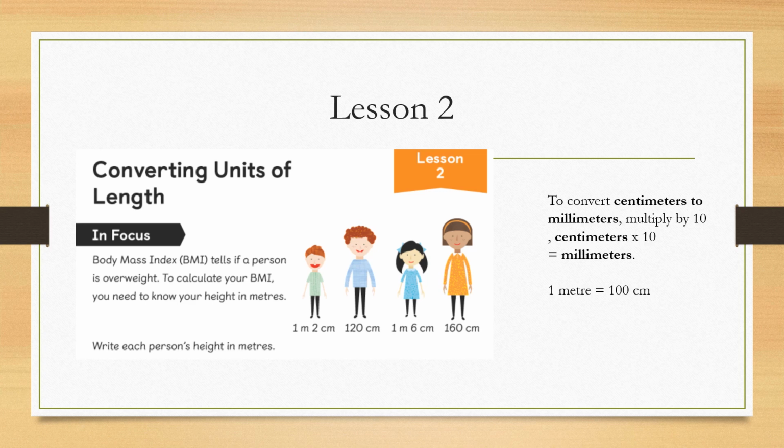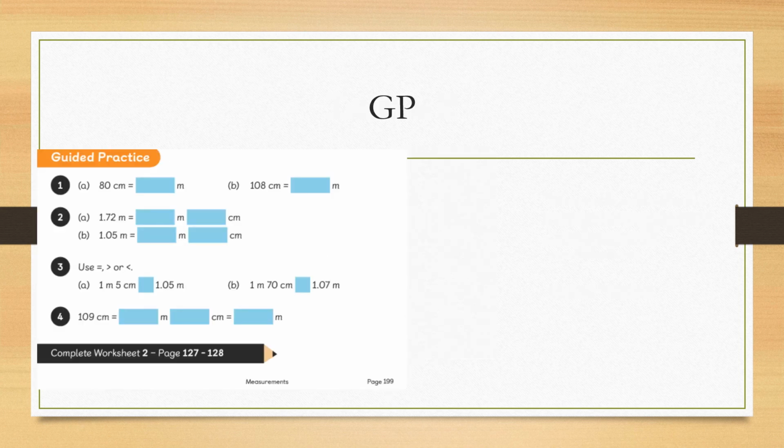Okay, so to convert centimetres to millimetres, we know that we had to multiply by 10, but here 1 metre is 100 centimetres, okay? So you would be dividing here by 100 for some of these. Let's have a look. See if you can work out 80 centimetres as 1 metre. So if you're converting centimetres into metres, you would be dividing by 100. It's going to get smaller, okay?